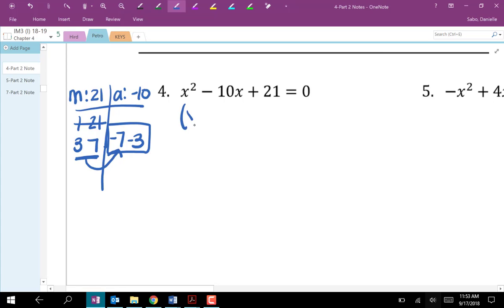So here we go. X minus 7, x minus 3 equals 0. That's what I call my magic numbers. This only applies when a is 1. I'm telling you tomorrow there will not be an a equals 1 here. It'll be like a 3, so it'll be a little bit harder.